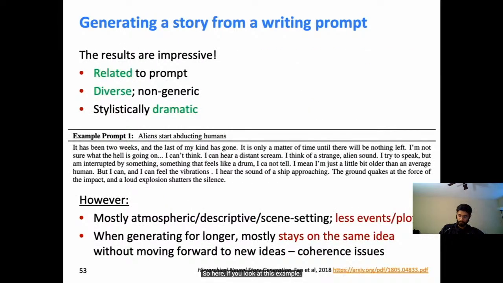So if you look at this example, we've got some really interesting story generation that's diverse, non-generic, stylistically dramatic, which is good, and related to the prompt. But I think you can see here the limits of what this state-of-the-art story generation system can do, which is that although it's in style, it's mostly atmospheric and descriptive. It's not really moving the plot forward. There are no events here, right? The problem is this gets even worse when you generate for longer. When you generate a long text, it will mostly just stay on the same idea without moving forward with new ideas.